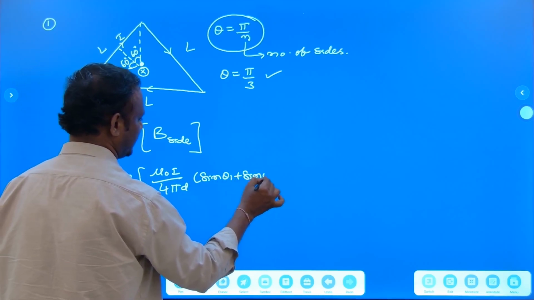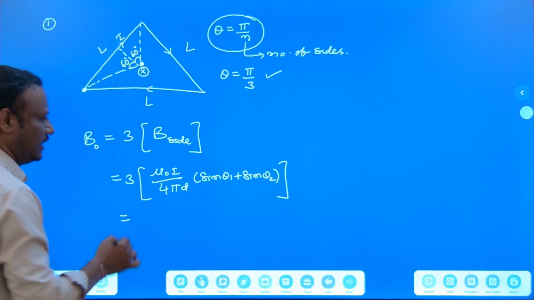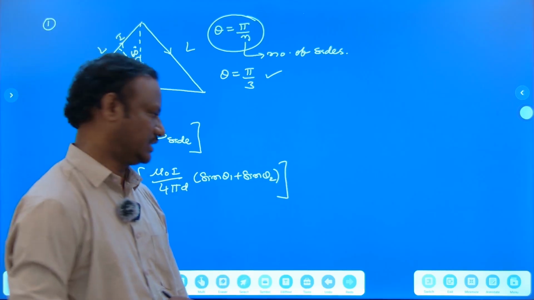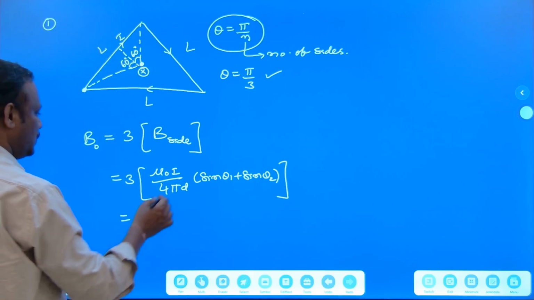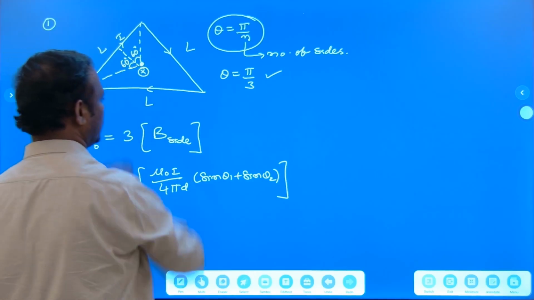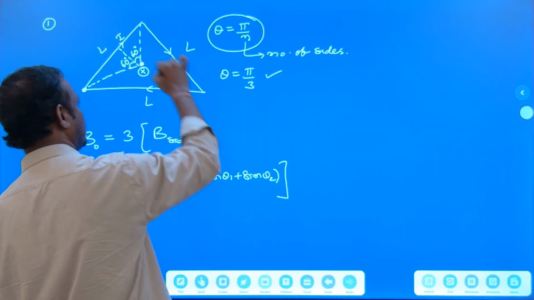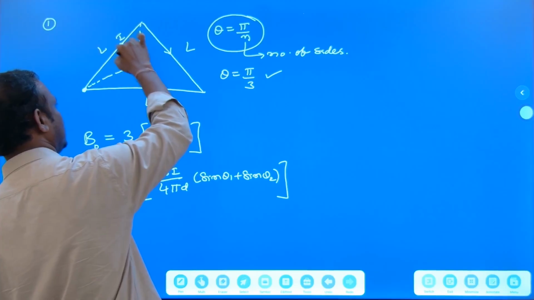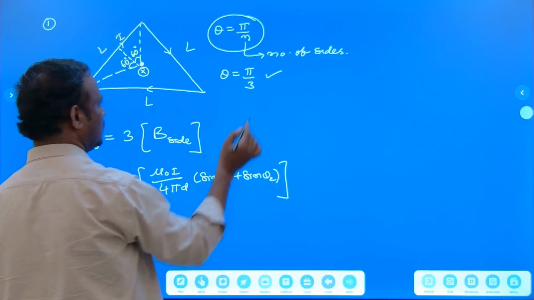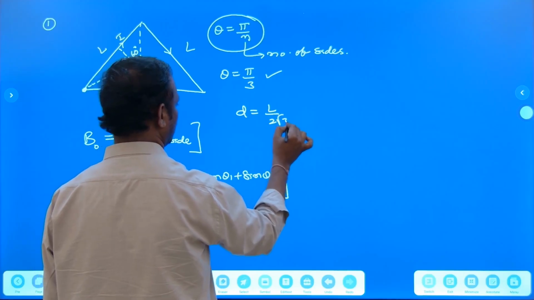For understanding, I am writing this again and again. Once you write it, you will get the idea, and then you can do it directly. So this is mu naught I by 4 pi d. What is d? This. This is an equilateral triangle. This length is L by root 3, this length is L by 2 root 3. So d is equal to L by 2 root 3.